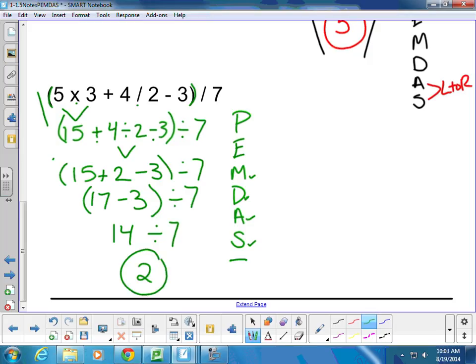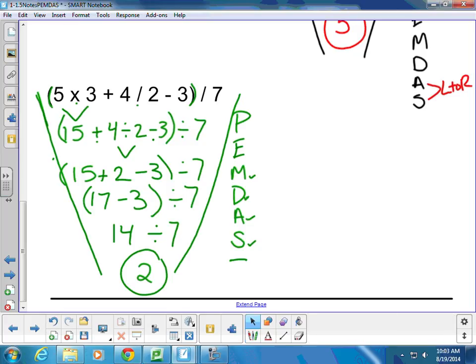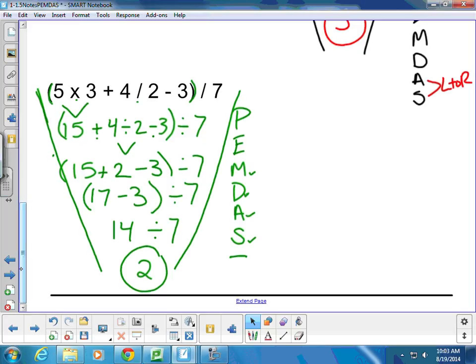So notice again, we have our nice funnel. We rewrote our steps. I didn't try to do it all in my head because I could have lost my place or done things out of order. So that's kind of a nice way to organize, which I'm going to expect you to do. In 7th grade, we definitely show our work a lot. So make sure you're keeping that in mind.